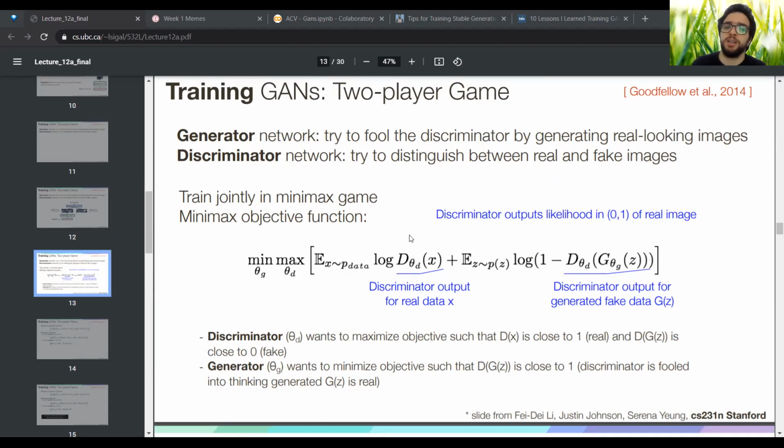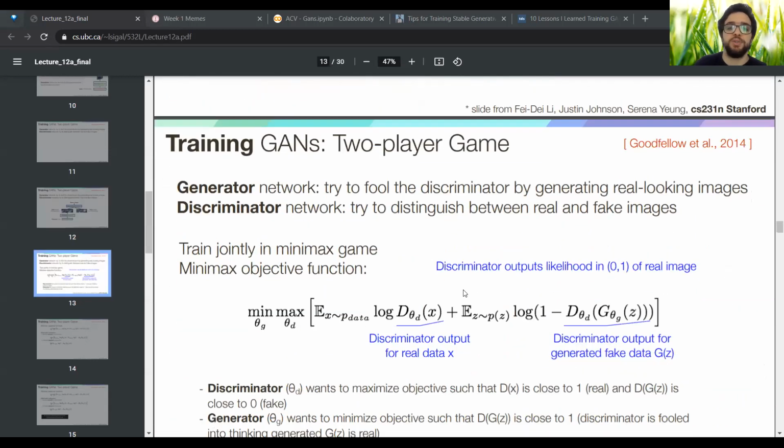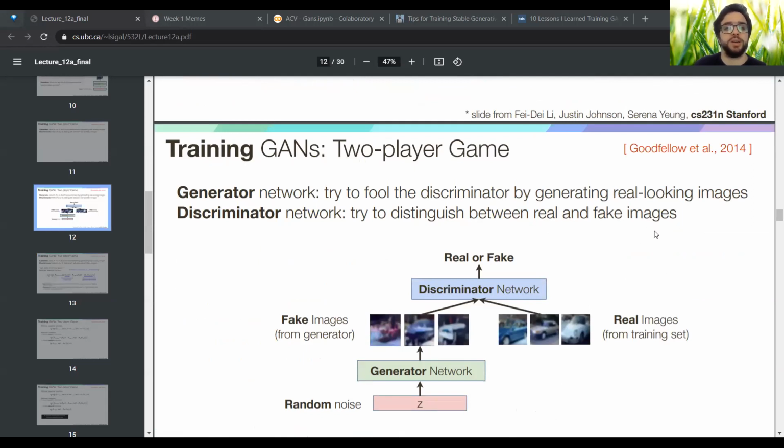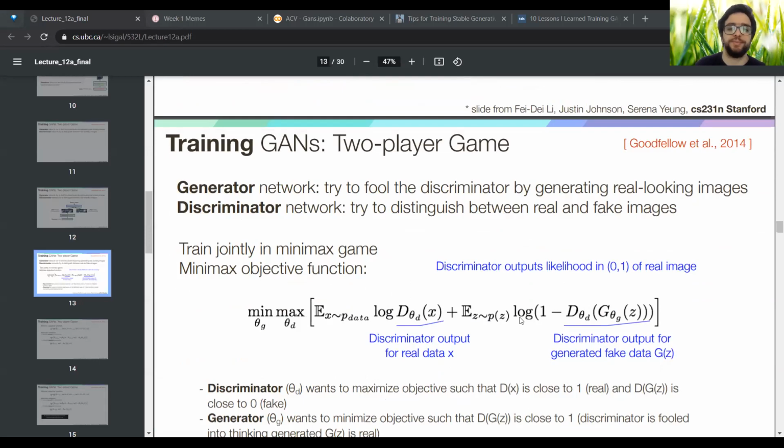So in reality, it becomes the following: the log of D theta d of x, plus the log of one minus D theta d of G theta g of z. What is G theta g of z? This is not the input image, this is the fake image, the generated fake image. D is the output of the discriminator on that image, and we're trying to reduce one minus this output. And this other term is on the log of D over the real images, right? If you take the BCE that we just described and simplify it, you will get these terms.